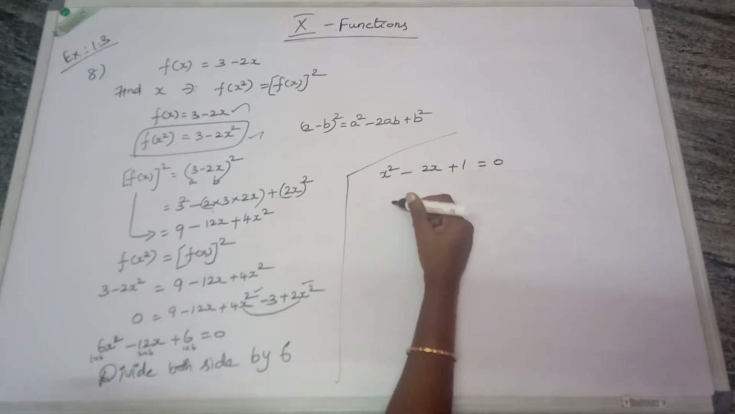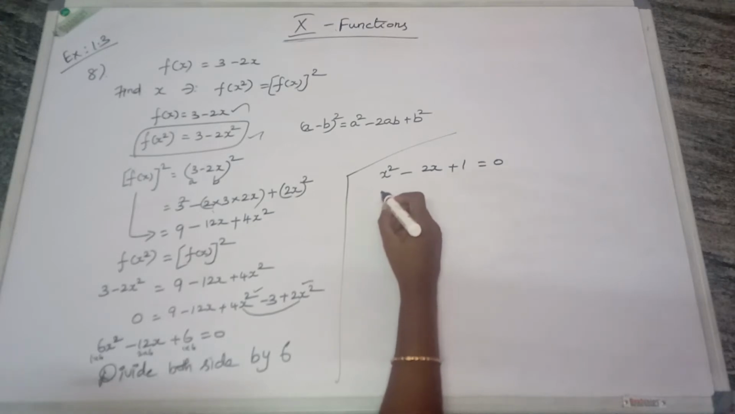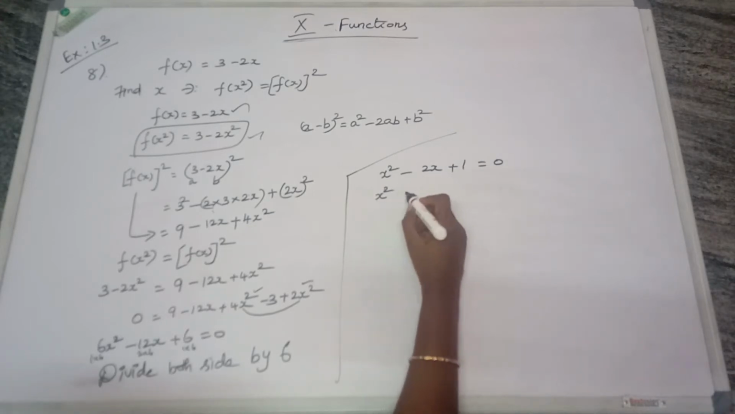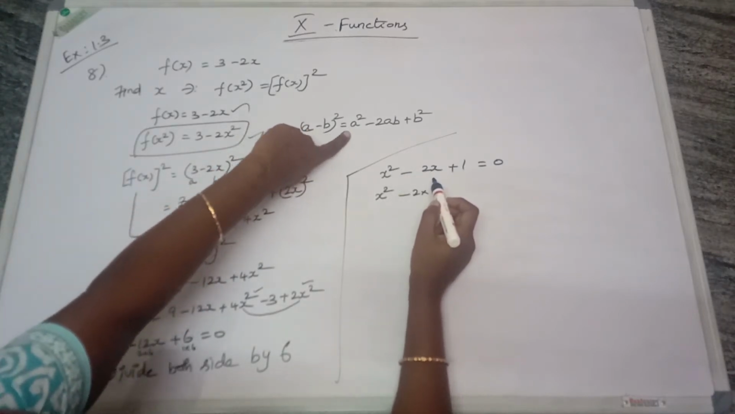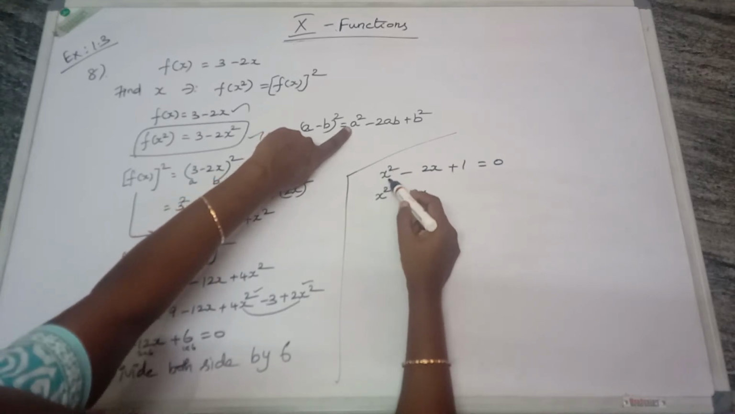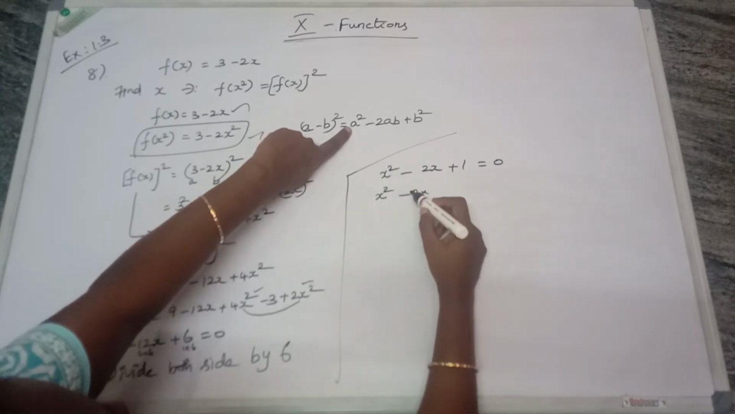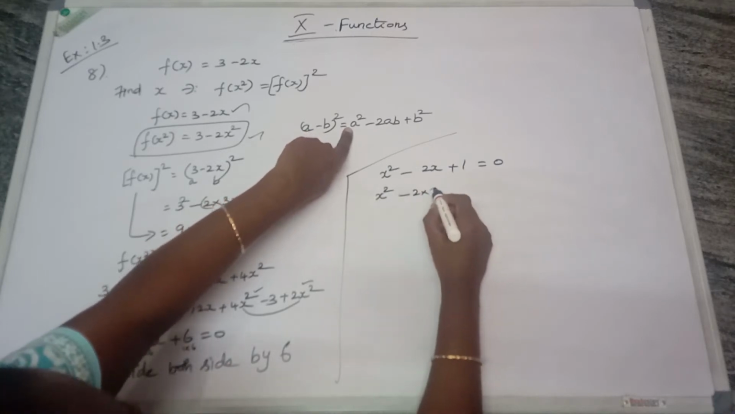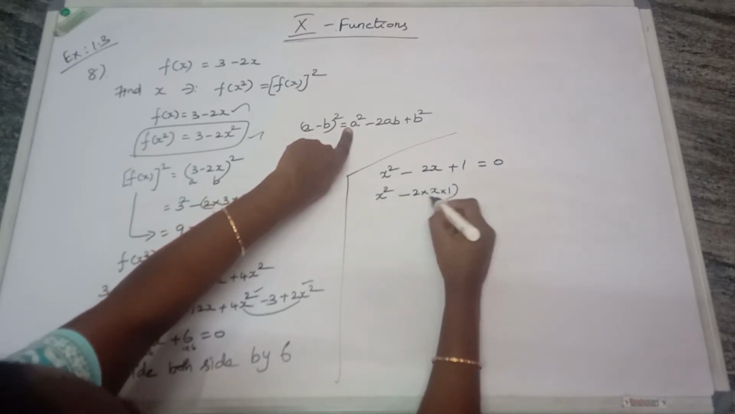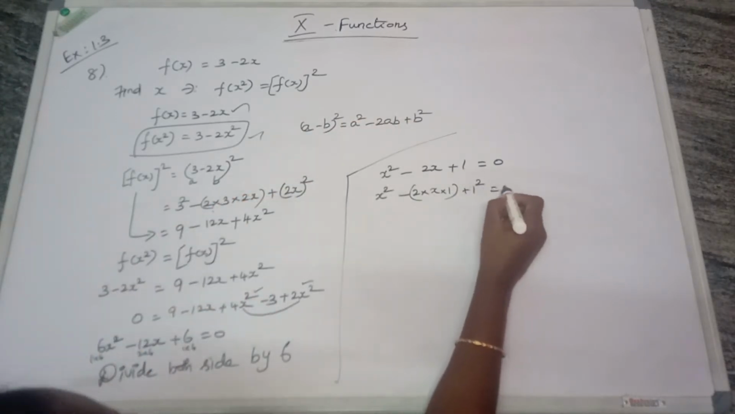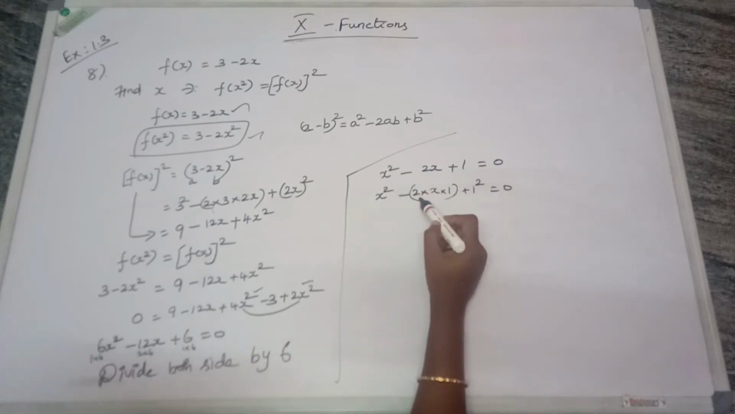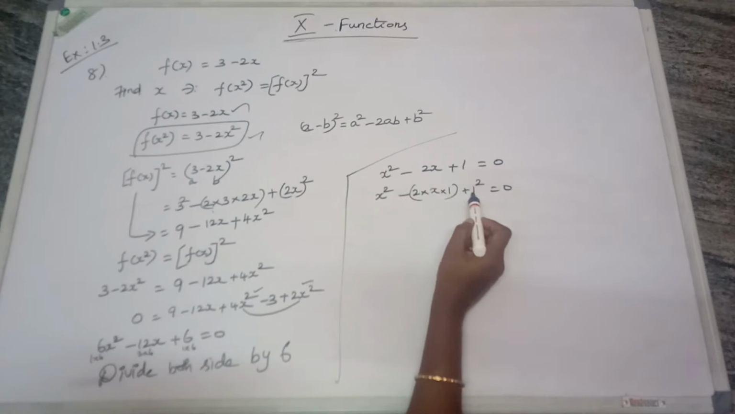After dividing by 6, the quadratic equation is x square minus 2x plus 1. Now we compare this with the expansion a square minus 2ab plus b square. In the place of a square we have x square, then 2 into, in the place of a we have x, in the place of b we have 1, so 2ab, plus b square, b is 1, so 1 square. So we can write this as x square, 2 into x into 1 which is minus 2x, and 1 square which is 1.